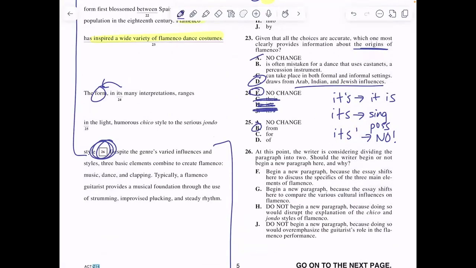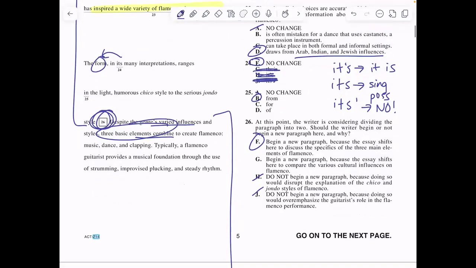I think so, because then we're talking about the three basic elements. Like we're kind of diving a little more deep into what the dance is about. So I would go begin. Yep, F, because we're starting the three basic elements. We're kind of doing a deep dive into more about the dance itself.